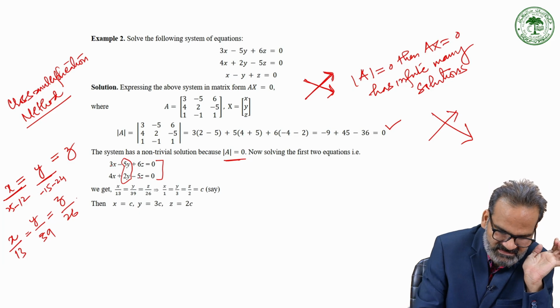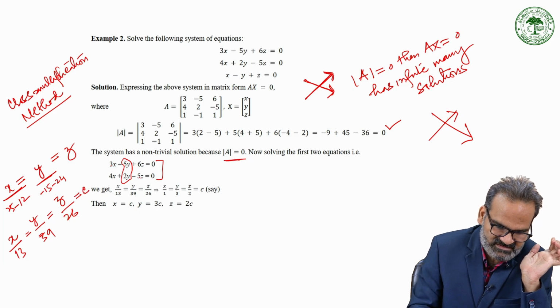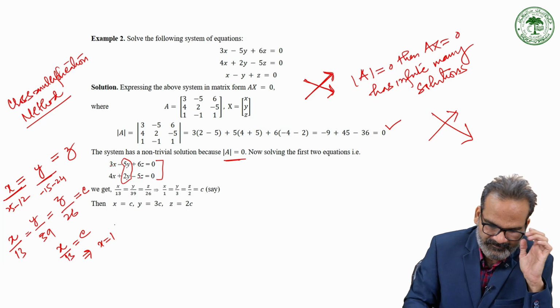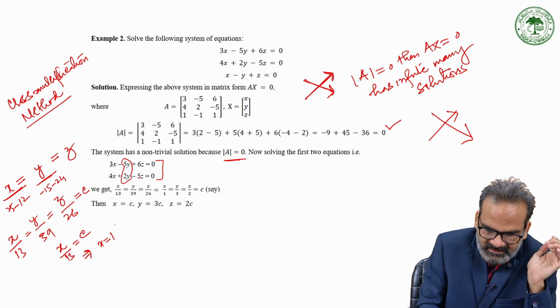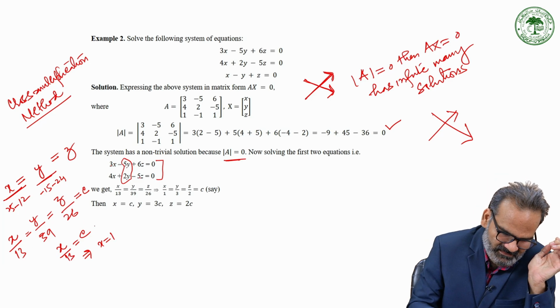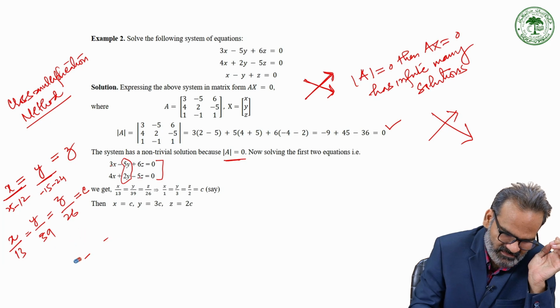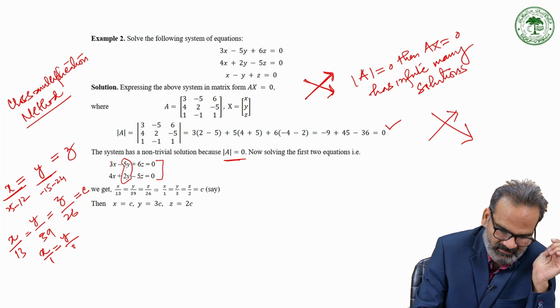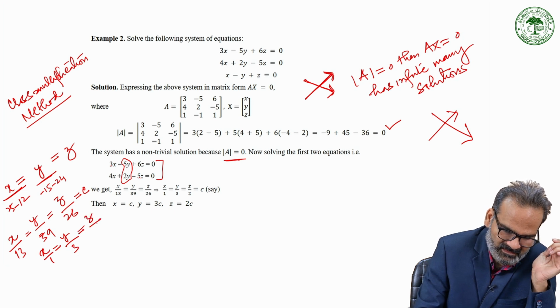And what is this? This is equal to, we take a constant c. So what does this mean? x upon 13 is equal to c. This implies x is equal to 13c. You can divide by 13 throughout. See, before proceeding with the solution, divide by 13. So what will you get? x upon 1, y upon 3, and z upon 2.